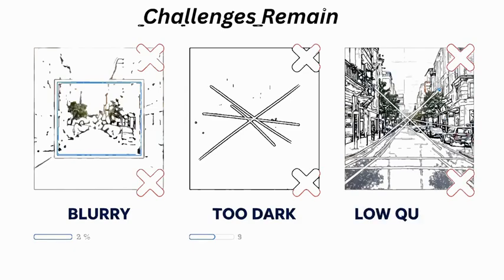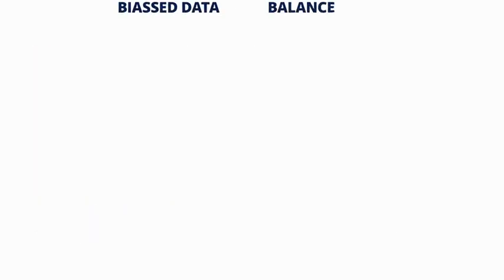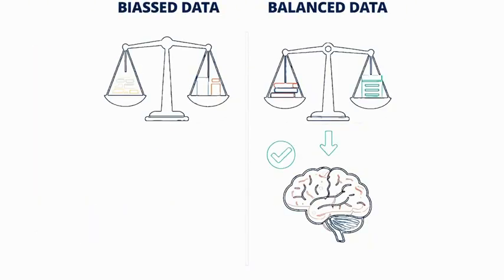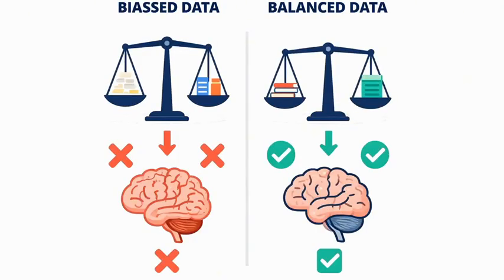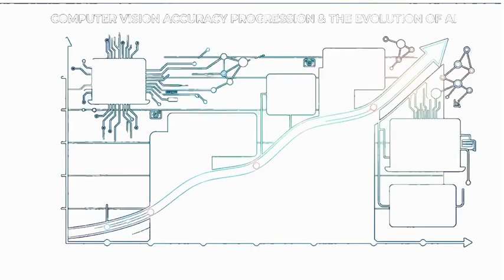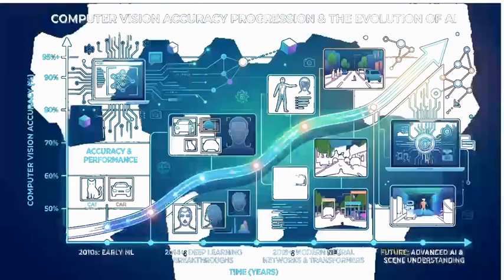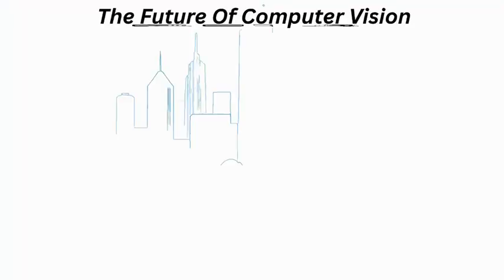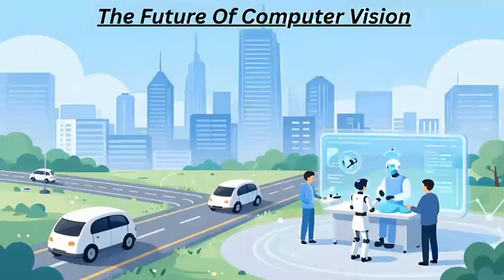Despite its impressive abilities, computer vision still faces challenges. Poor lighting, unusual angles, image quality, and bias in training data can affect performance. Even so, computer vision continues to improve rapidly. As AI evolves, machines are becoming increasingly capable of understanding the visual world around them. The future may soon include machines that perceive images almost as effectively as humans.